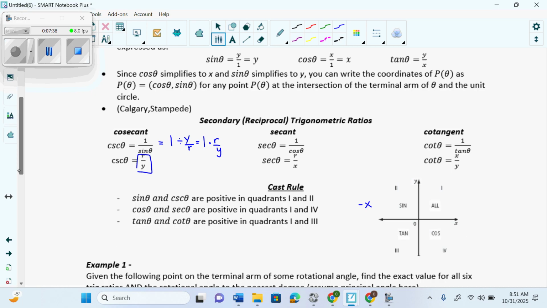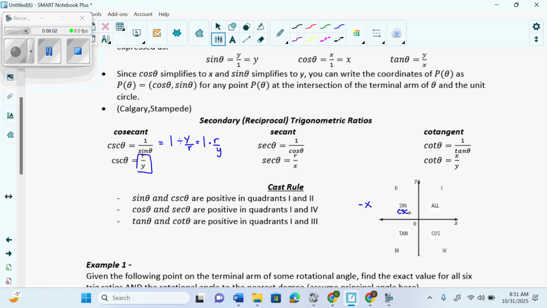Okay, what about its bestie, cosecant? It's just the flip of that. R divided by y, so it's still positive, right? So not only is the primary trig ratio there positive, the secondary trig ratio is also positive, because it's literally that fraction flipped. If the fraction is positive and I flip it, it's still positive. If the fraction is negative and I flip it, it's still negative. We agree?